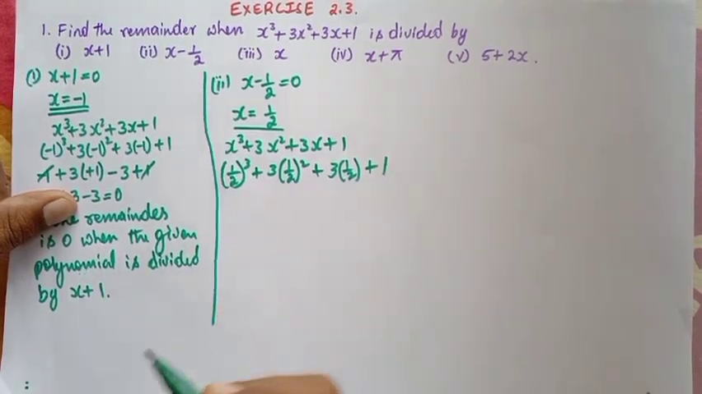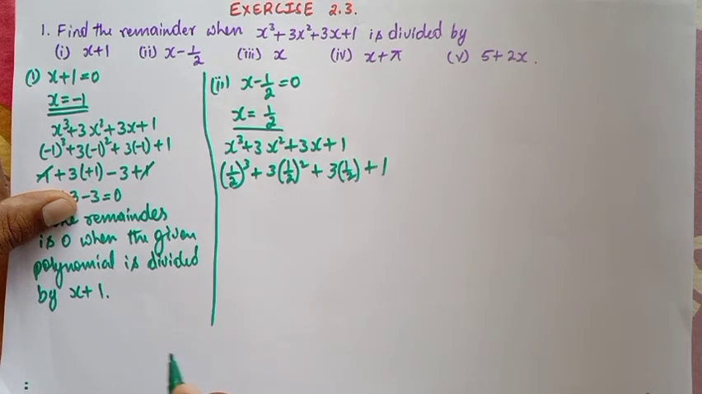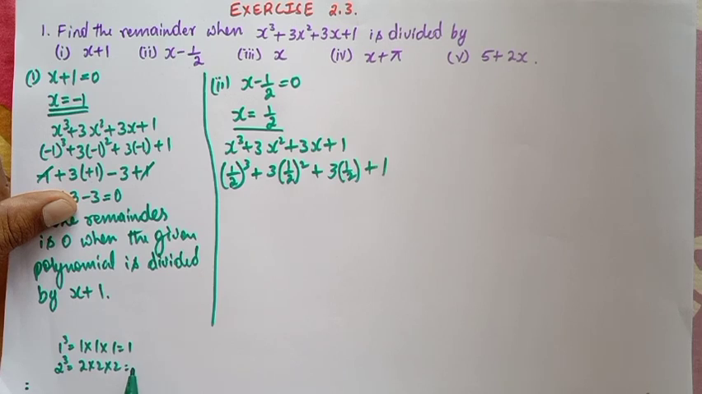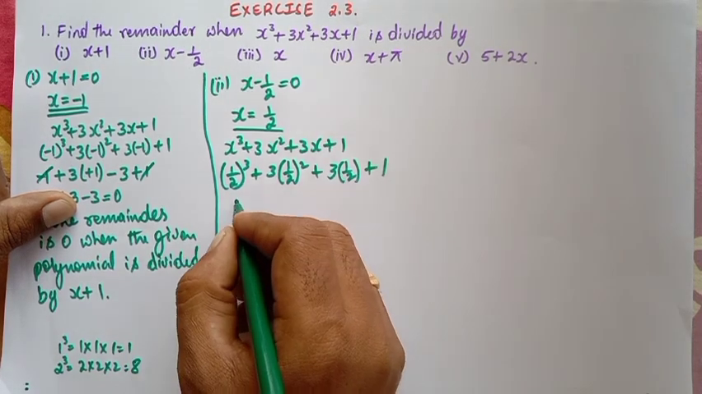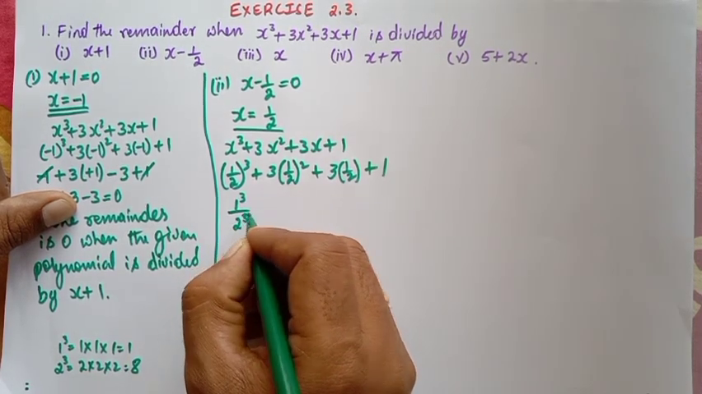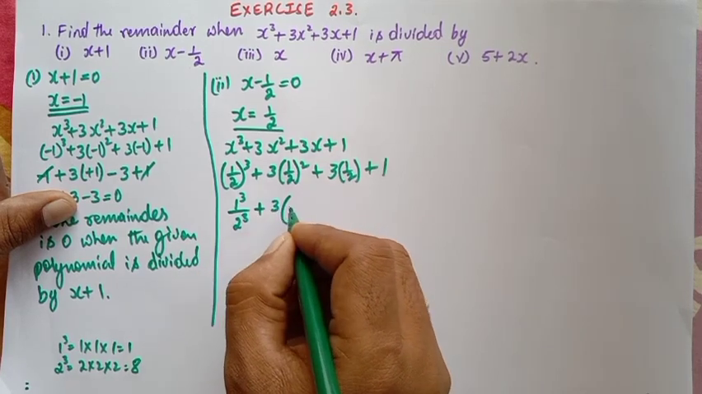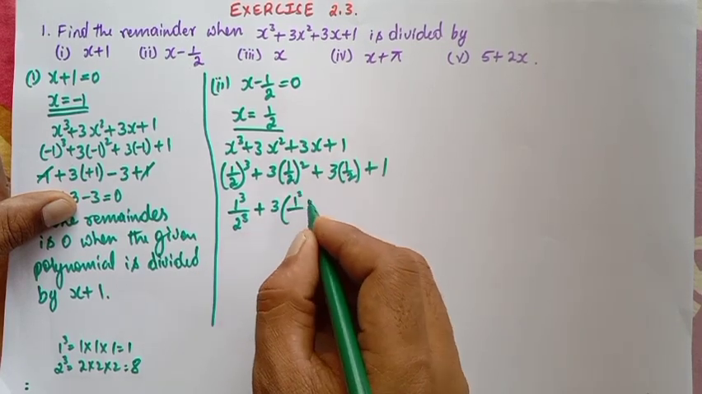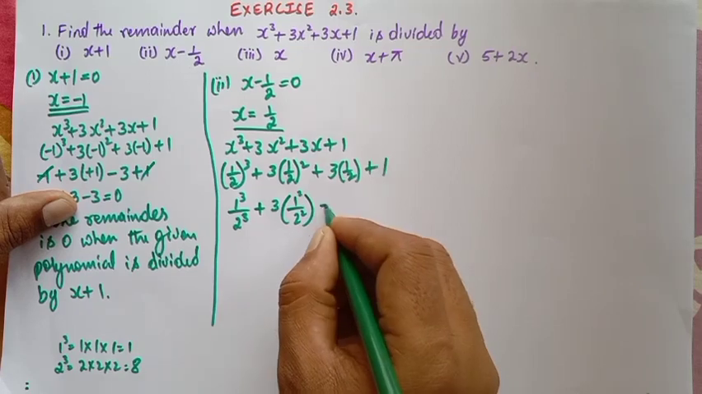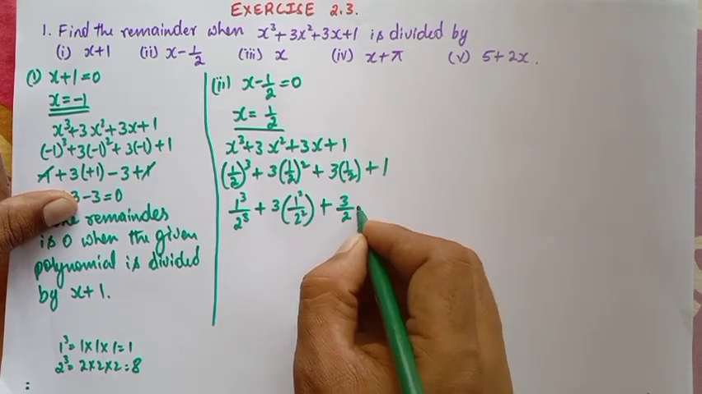You already know that 1 cube is 1 into 1 into 1, so it will be 1, whereas 2 cube is 2 into 2 into 2, which is equal to 8. How to solve this: 1 cube by 2 cube plus 3 into 1 by 1 square by 2 square plus 3 by 2 plus 1.